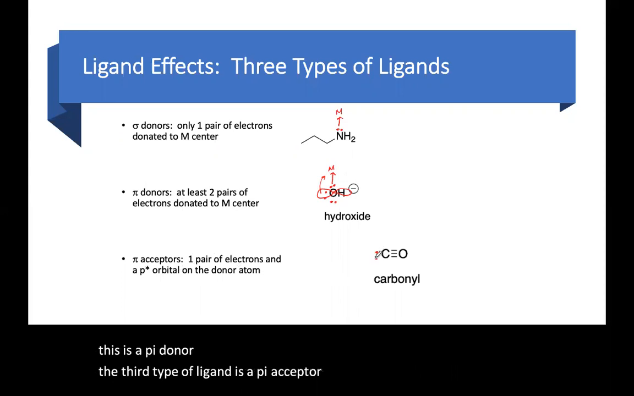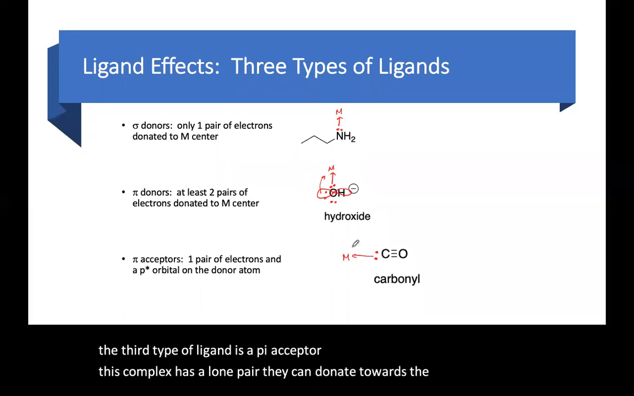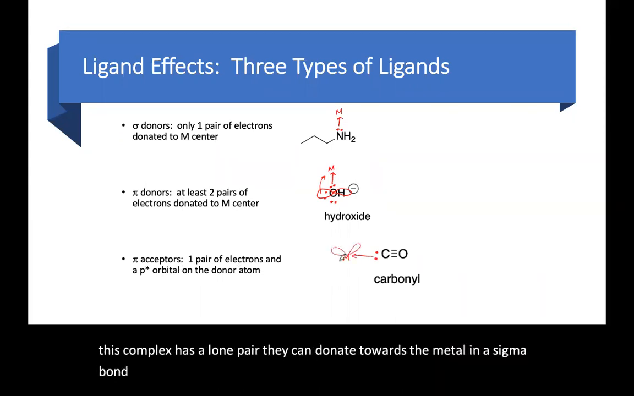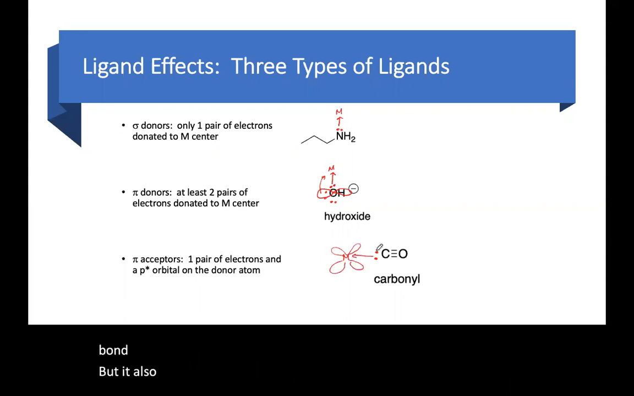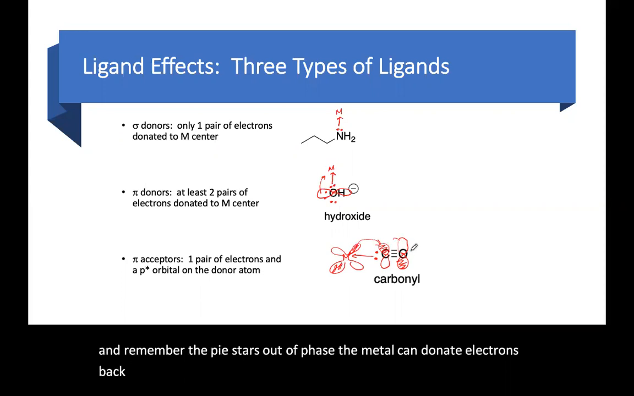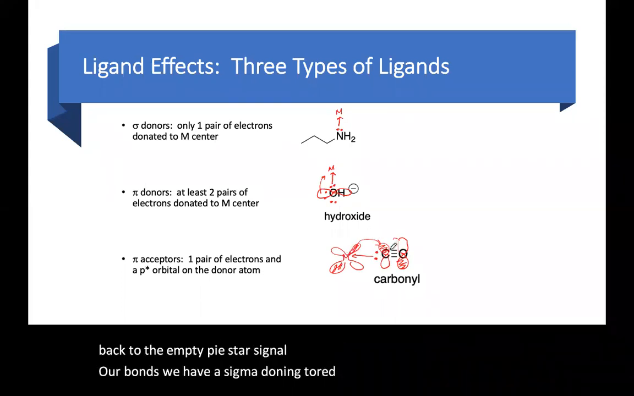This complex has a lone pair that can donate towards the metal in a sigma bond, but it also has pi bond and pi star. And if you have a pi star lined up next to the metal, and remember the pi star's out of phase, the metal can donate electrons back to the empty pi star bonds. We have a sigma donating toward the metal, and the metal donating back to the pi star.